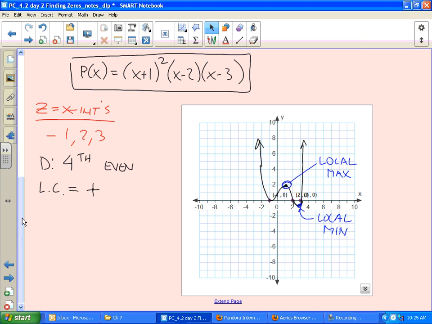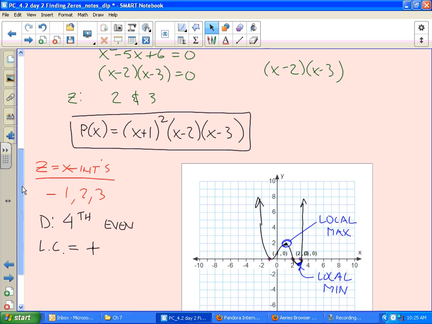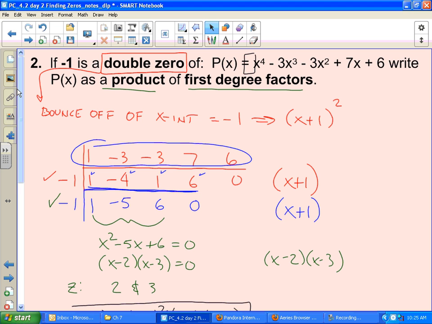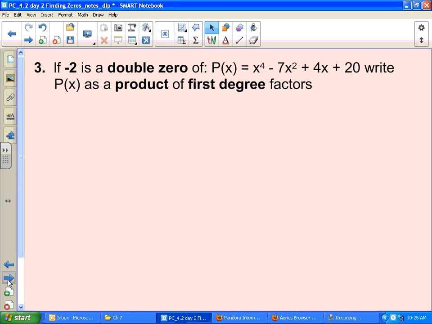So, preview of things to come, free of charge. I'm not going to charge you for that information. You're welcome. All right, so this is what we're going to be trying to do now. Given some zeros, use synthetic division, find the factors, put all the factors together, and then hopefully be able to graph this.